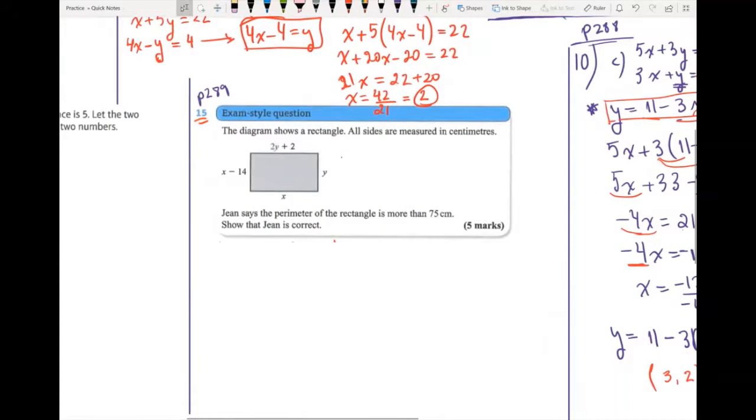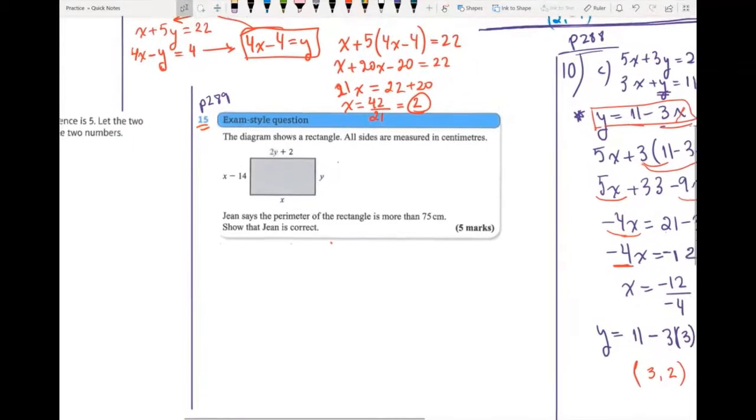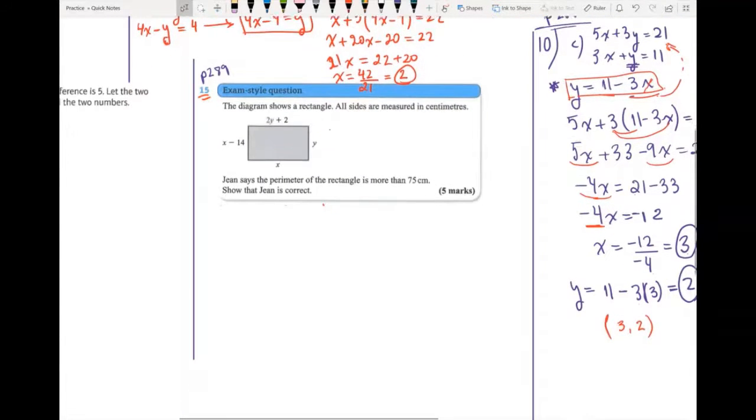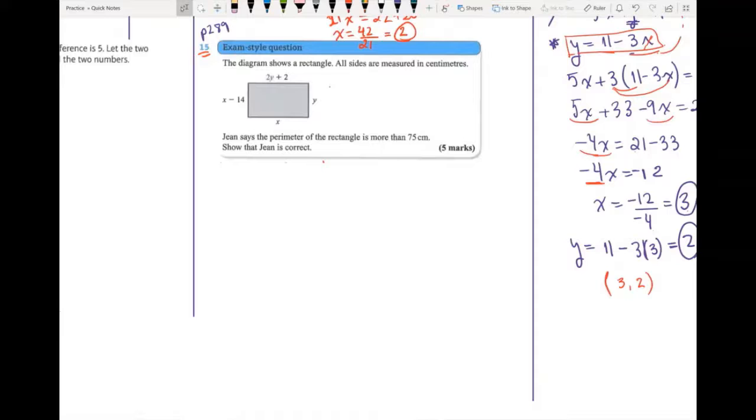Moving on to number 15, which is also an exam style question. And we start. The diagram shows a rectangle. All sides are measured in centimeters and they are represented in terms of y and x. Jen says the perimeter of the rectangle is more than 75 centimeters. Show that Jen is correct.